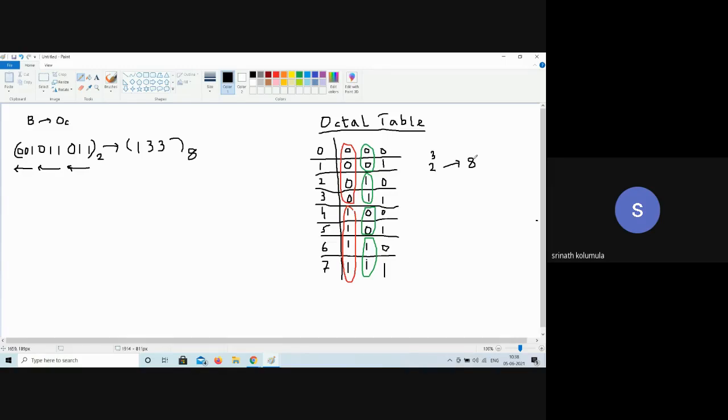In octal, how many total digits are there? 8 only. 0 to 7, totally 8, no? That is why I have to take 3-bit combinations. Now you can see here, using this 0 0 0, this first row.